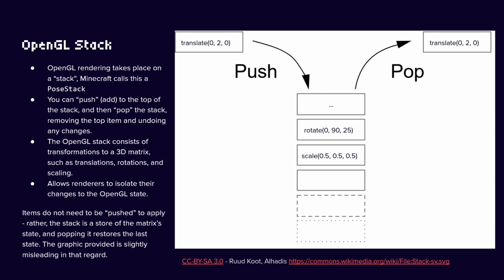So like if I were to want to render something 2 blocks to the right, and I render it, and then I don't put the matrix back, everything else that rendered after that would render 2 blocks to the right. So that's why you pop it, which restores the matrix to its original state. This is important, I promise.